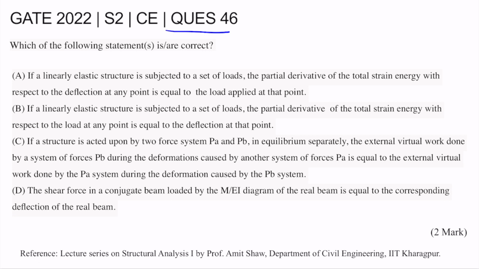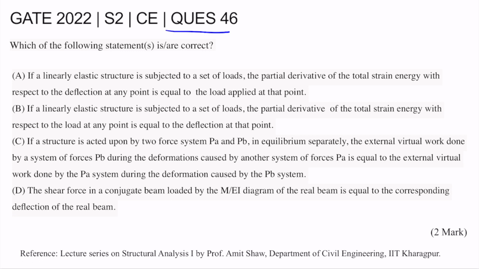Statement C is, if a structure is acted upon by two force systems PA and PB in equilibrium separately, the external virtual work done by the system of forces PB during the deformation caused by another system of forces PA is equal to external virtual work done by PA system during the deformation caused by PB system. Statement D is, the shear force in a conjugate beam loaded by M by EI diagram of the real beam is equal to the corresponding deflection in the real beam.